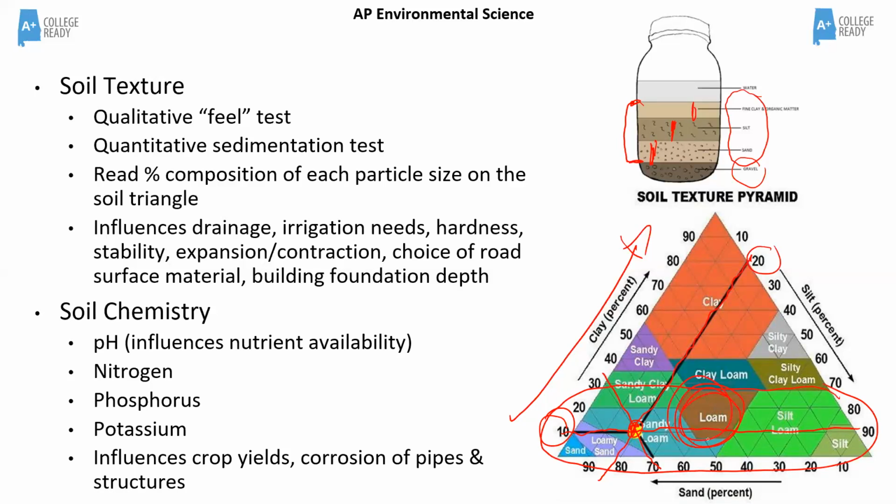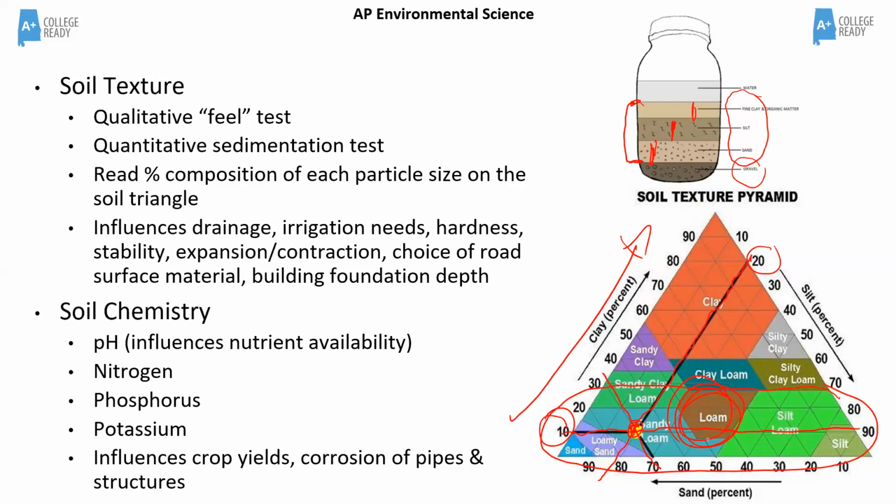Got the perfect blend. But texture isn't the only thing you need to worry about if you're a farmer or an engineer. You also need to know about the chemistry of your soil. That's the other property that matters. The pH is especially important, as you'll see in the agricultural unit. pH influences nutrient availability. And the lower the pH goes, the more some of these other minerals and even metals can become dissolved in the soil. And that changes the chemistry, obviously.